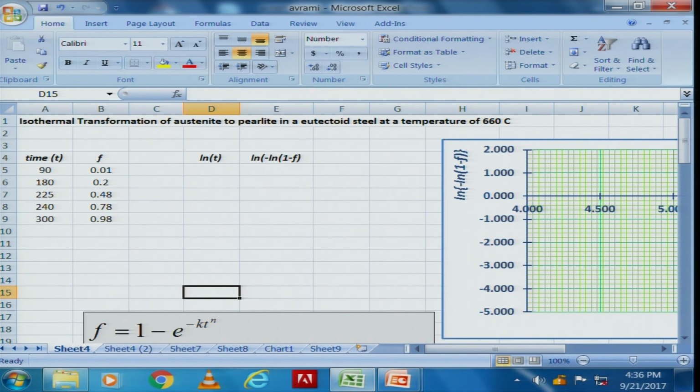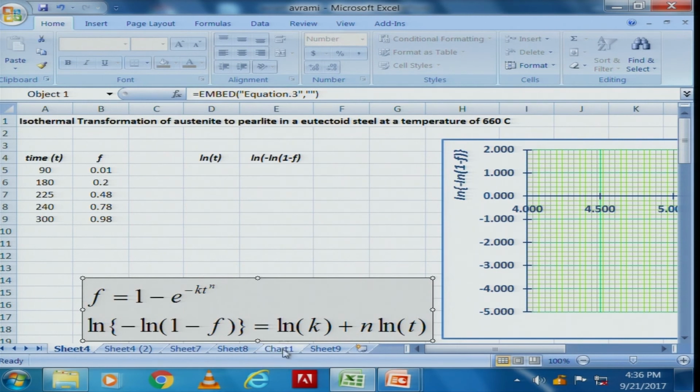So, here I have that same data of isothermal transformation of austenite to pearlite in a eutectoid steel at a temperature of 660 degrees centigrade, and let us take logs on both sides. First take log t that I need to calculate on the right hand side of the equation that I have. In fact, let me show you this equation as well, so that is also in front of us. So, I want to calculate the left hand side and the right hand side, which is log t, and the left hand side, which is our 2 logs. So, let me calculate the right hand side.